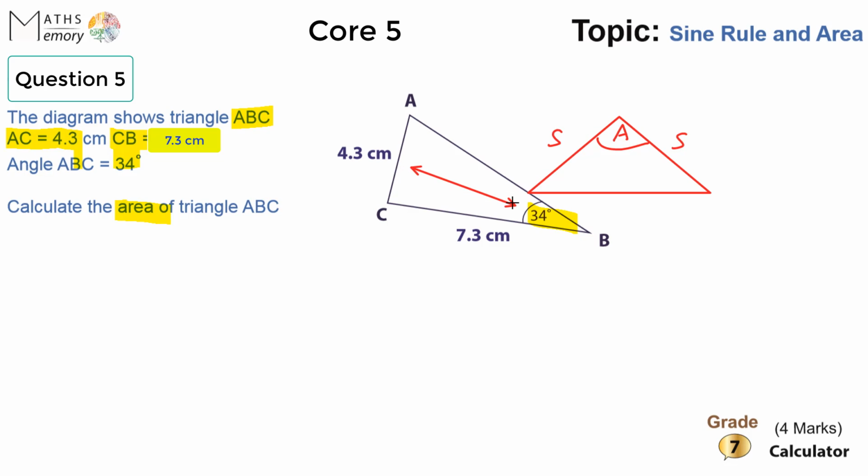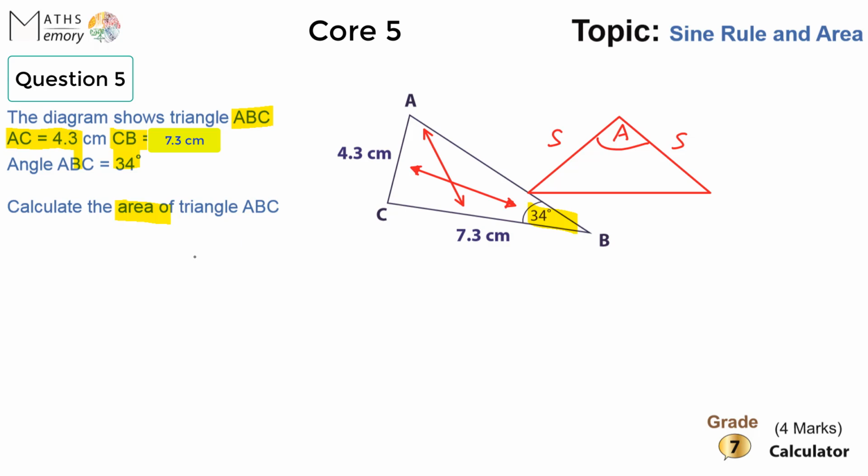Let's straight away look at this. We have a full pair and we have a half pair over here. We have two clear signs that we could use another idea called the sine rule. Not the sine area, but the sine rule, okay? So a full pair and a half pair. So let's see what we can do with this.